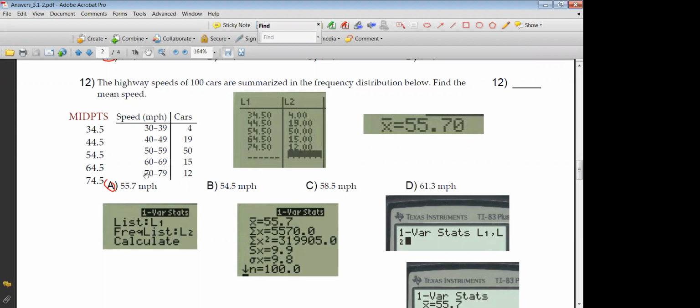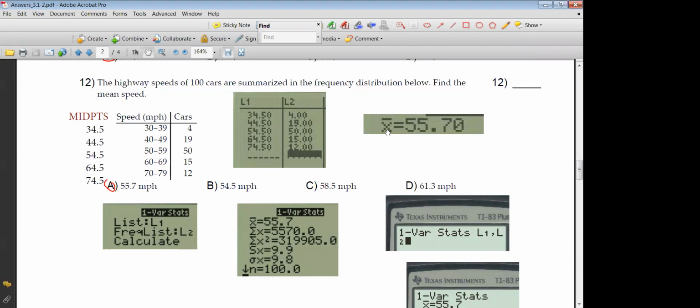I see that my class width between 70 and 60, or 59 and 40, the class width is 10. Once I know this first midpoint, all I have to do is add 10 and add 10 and add 10 and add 10. There's no need of me finding the average of the remaining 4. Once I know the first one, just add the class width and I'll have all the remaining 4. Okay, I put my midpoints in L1. My frequencies 4, 19, 50, 15, and 12 go in list 2. All right, and then I'm looking for my mean.